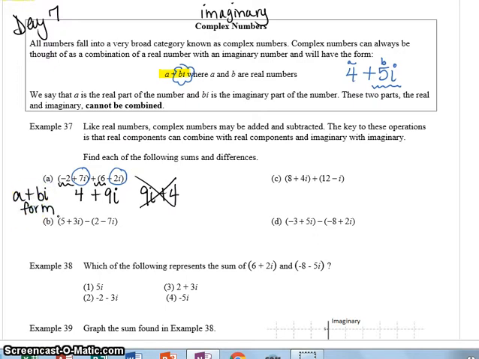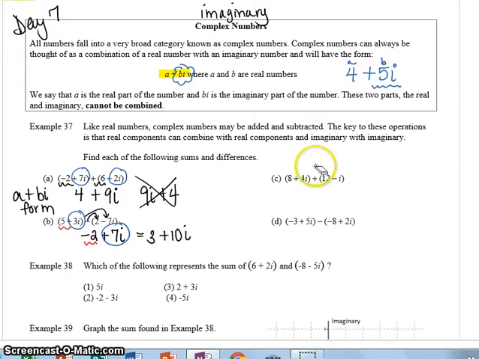Part B. Now this makes you distribute the negative and change signs. So it's going to be negative 2 plus 7i. Now to combine these, I have 5 minus 2, which is going to be 3. And then I have positive 3i plus 7i, which is plus 10i.